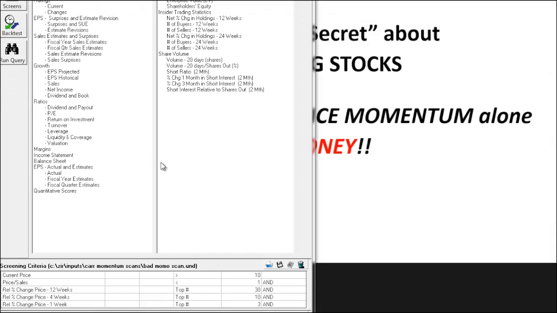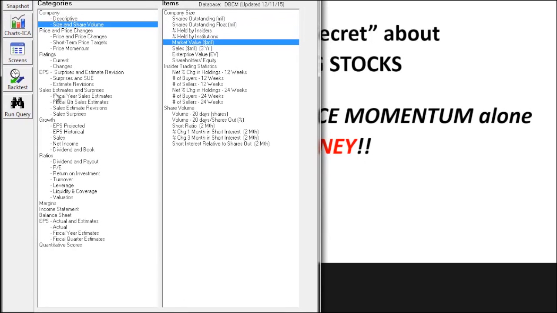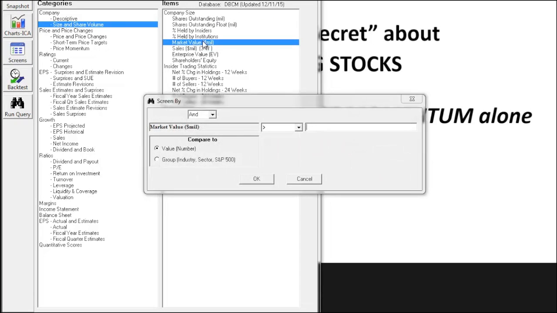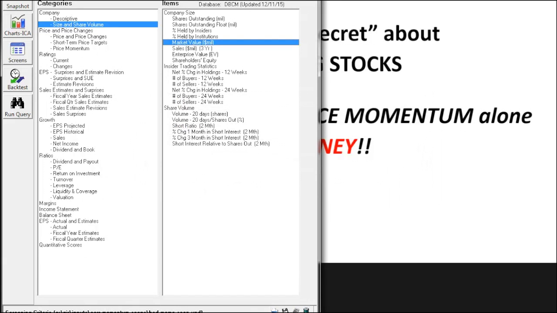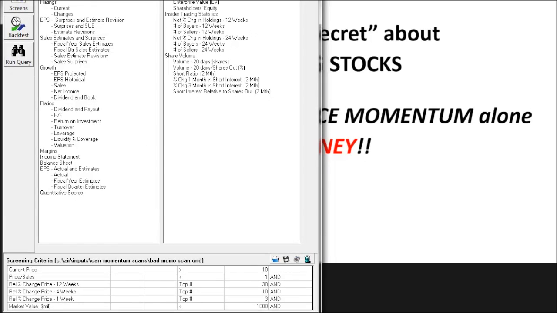So here we are back at the Research Wizard. We're going to add one more requirement to our scan. We're already profitable. We're going to see if we can improve those profits even more. And the one thing I want to add here is that our stocks all are set at a market value or a market capitalization of less than $1 billion. So we're going to type in 1,000, which is 1,000 million. We're saying we want stocks that are in the small to mid cap range. And let's insert that into our screen.